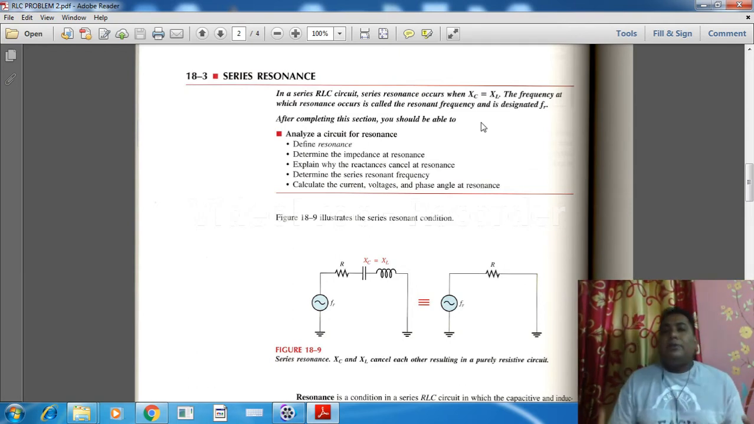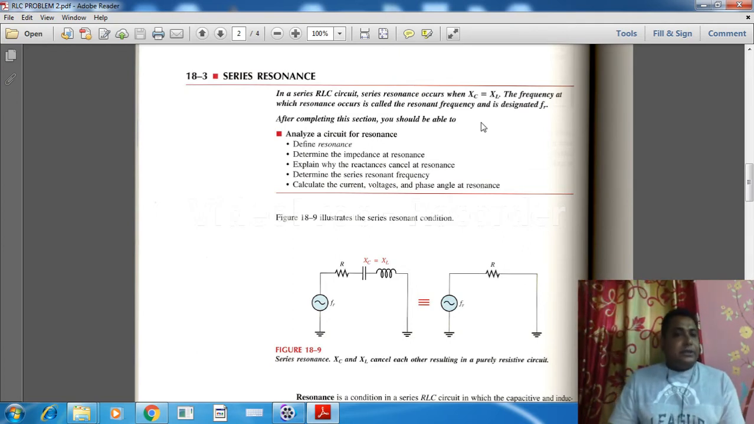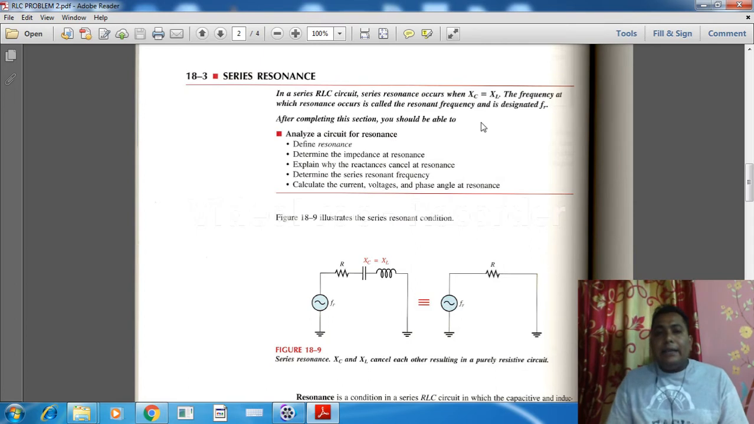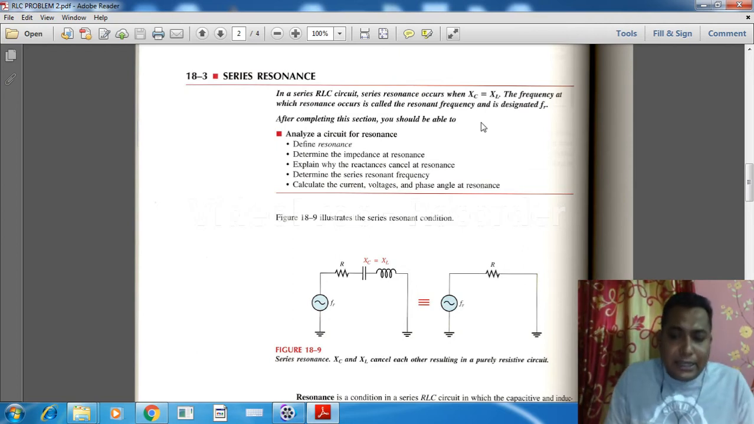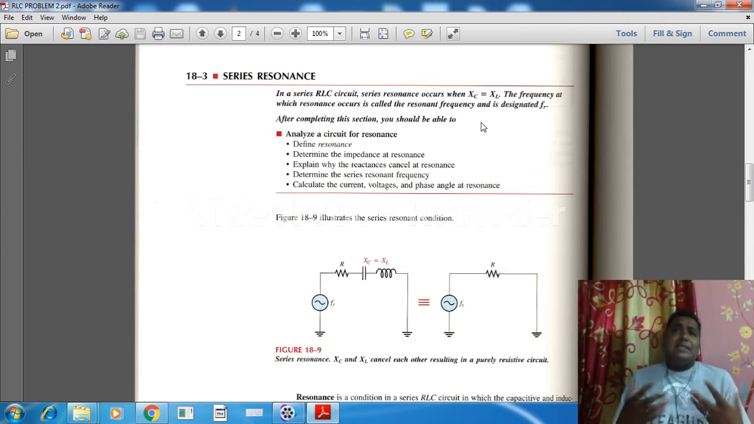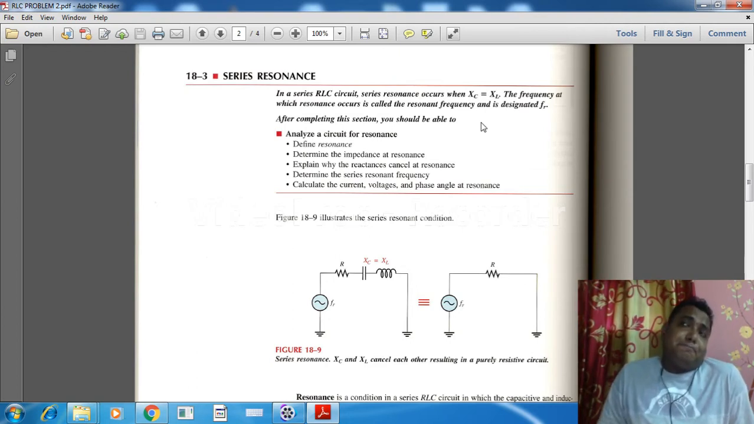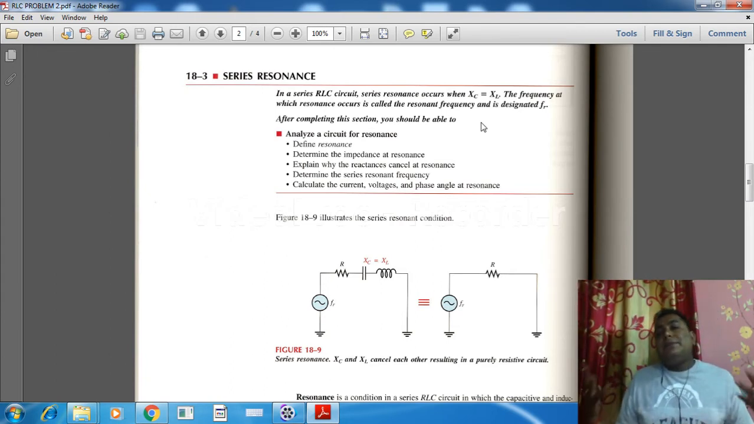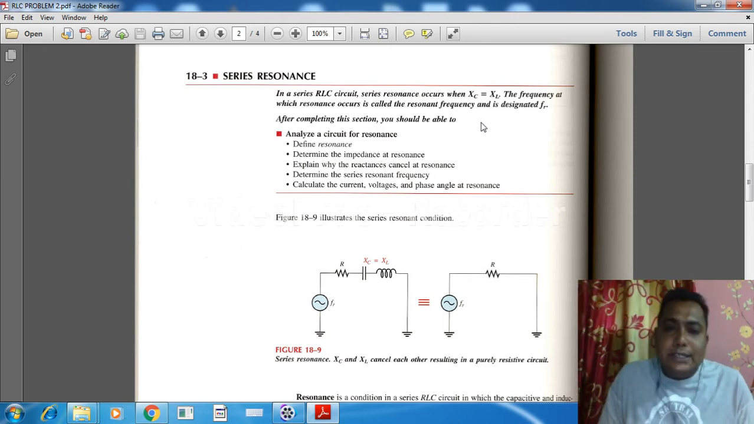So what I have discussed in total is that due to the change of the frequency, resonance occurs. When resonance occurs, the XL value is equal to the XC value, and at that time the impedance of the circuit is equal to the resistance of the circuit. So the inductive reactance and capacitive reactance have the same value, which means they don't have any effect in the circuit. So at that time the circuit is a purely resistive circuit.